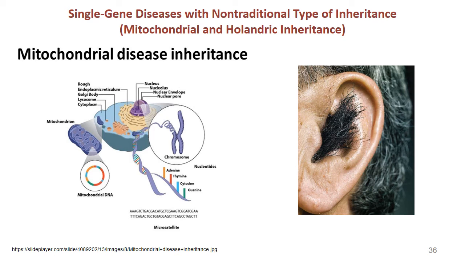Holandric inheritance is transmission of a trait from father to sons on the Y chromosome. Examples may be azoospermia, which means infertility, and growth of hair in ear auricles and on middle bones of fingers.